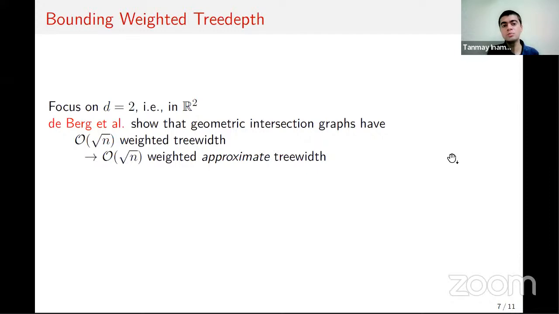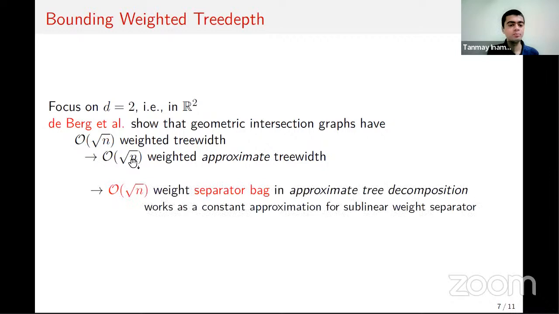So our goal is to bound the weighted tree depth. So let's focus on the D equal to 2 case. In this case, de Berg et al. show that these geometric intersection graphs have order square root of n weighted tree width. And it also implies that if you can compute a constant approximation to tree width, then that's also square root of n. And from here, we can get an order square root of n weight separator from the approximate tree decomposition. And this works as a constant approximation to the sublinear weight separator.